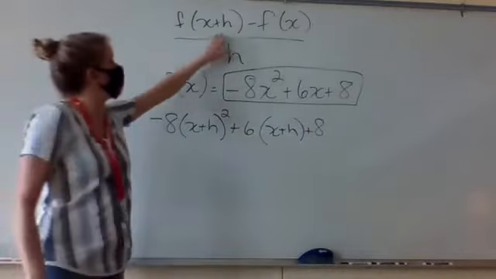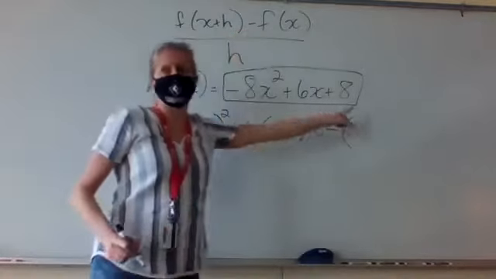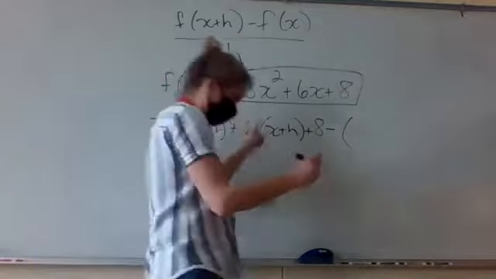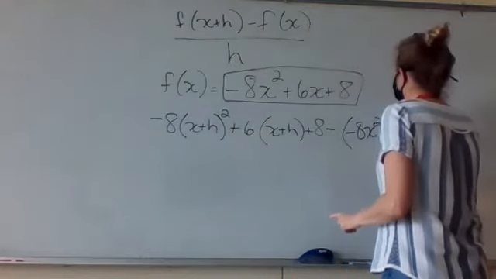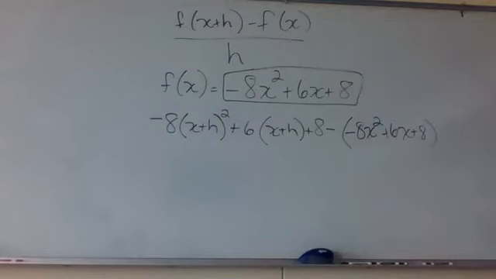What's the second half of the numerator? You subtract everything in this box. So just minus, open a set of parentheses, write all this. So -8x squared plus 6x plus 8. Now the simplifying. This is where it gets kind of hairy, right? The first thing I have to do is this x plus h squared.